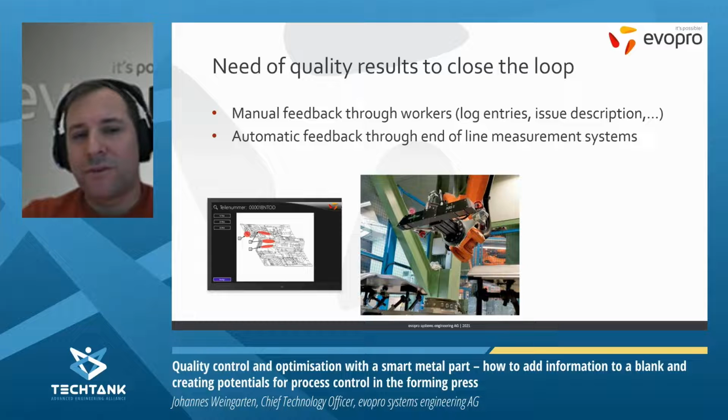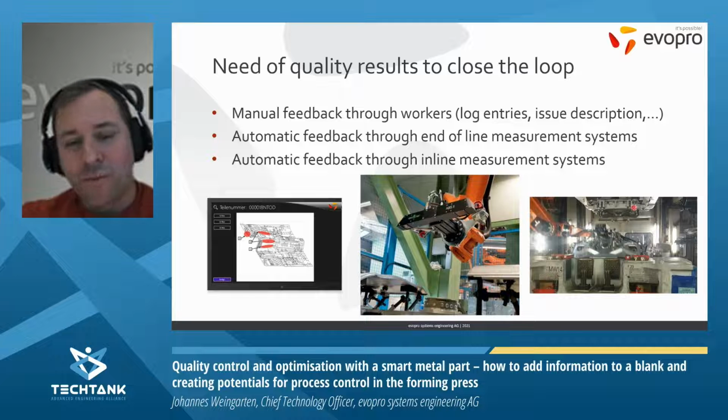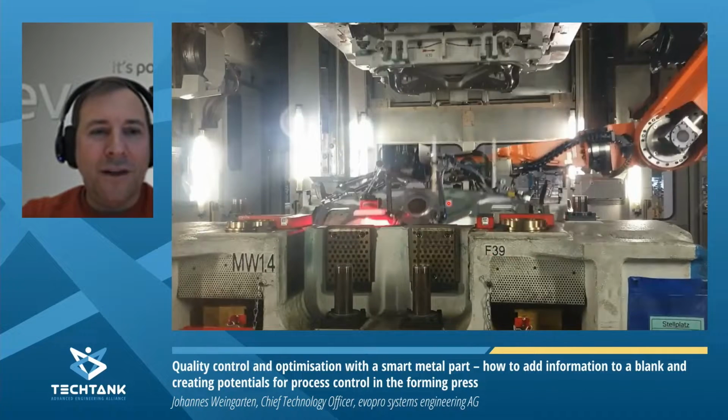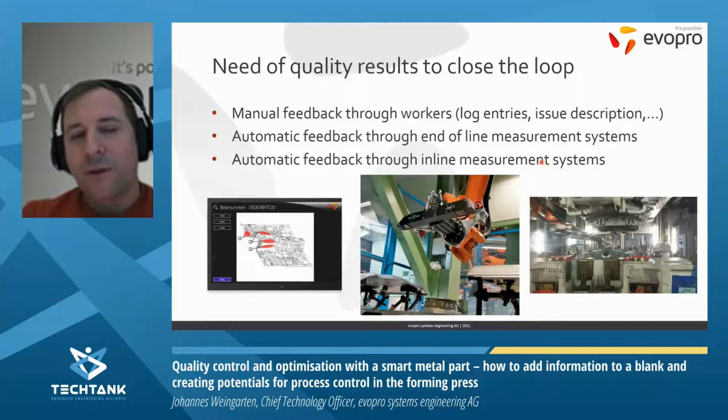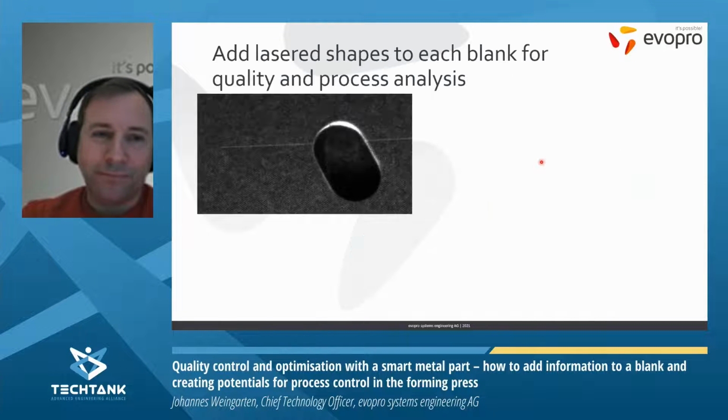Like from Zeiss or Steinbichler, there are systems. There are also a lot of systems in the last years coming on the market for this shape measurement. And what else is possible is an automatic feedback through an inline measurement system. I want to show a short video so that you can see how this could look like. Now there is a camera system directly on the robot, which is then detecting quality while the part is transported from one stage to the other one.